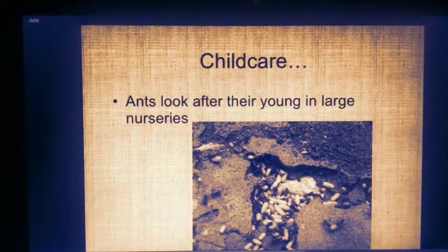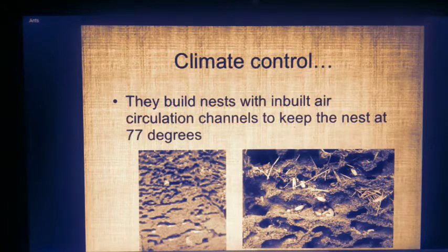We take care of our children. Ants look after their young in large nurseries. Climate control. For climate control, they build nests with inbuilt air circulation channels to keep the nest at 77 degrees.